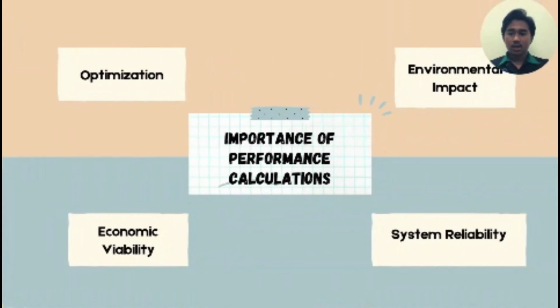We can conclude that the efficiency of the nuclear steam system is very important to optimize the output power of the system. First, optimization: improve system design and operation. Second, environmental impact: reduce pollution. Third, economic viability: get high profit. And last is system reliability: lower maintenance costs.